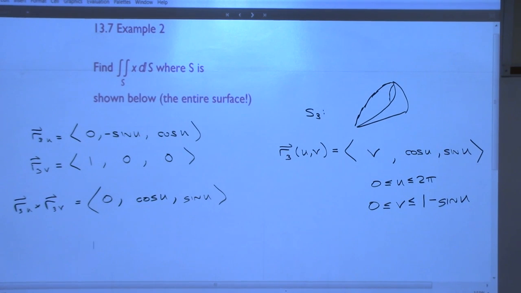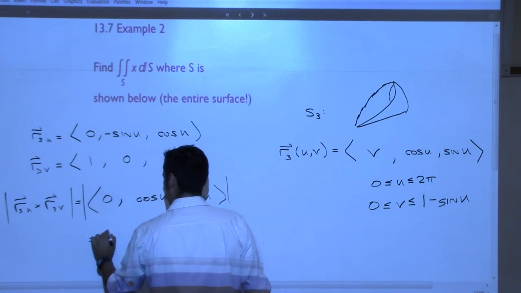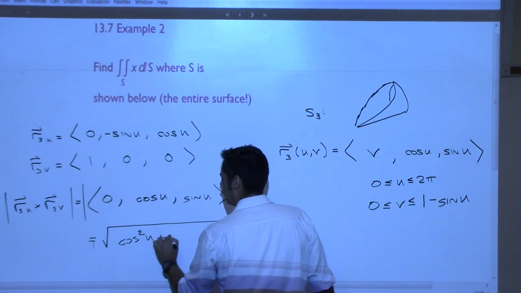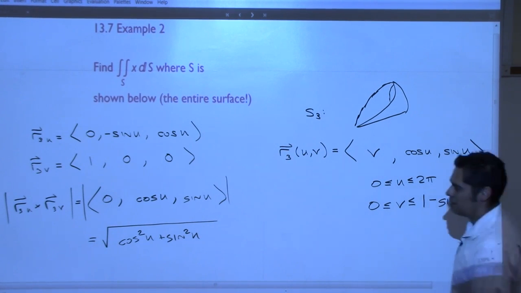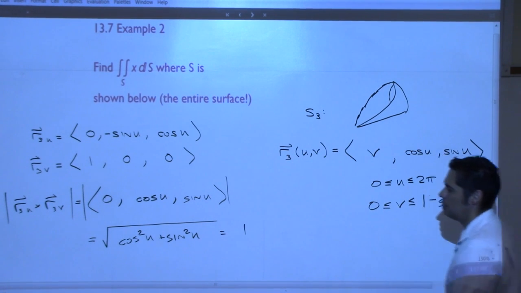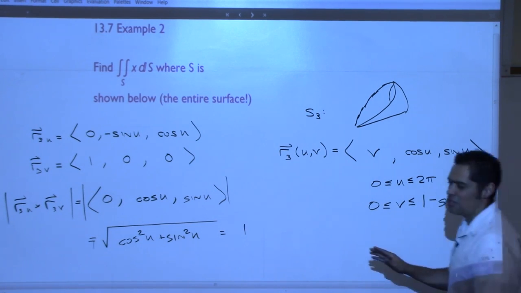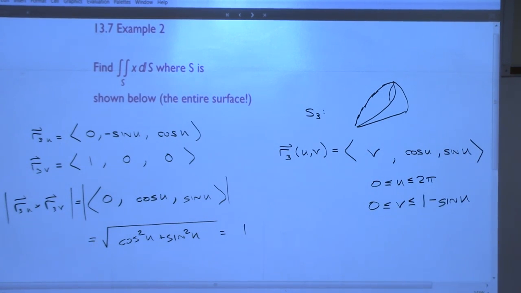Is that going to be 1? Magnitude? Root, what? Cosine squared u plus sine squared u? Okay, and that's just 1, right? Not for magnitude. You're thinking of that shortcut thing. No, we're just looking at the magnitude of the vectors, so square root of each of the components squared added together. All right, well, that's nice, right? That works out pretty good.